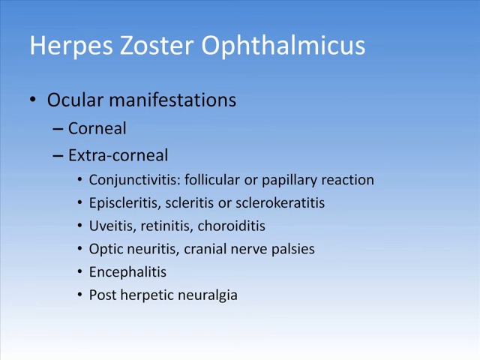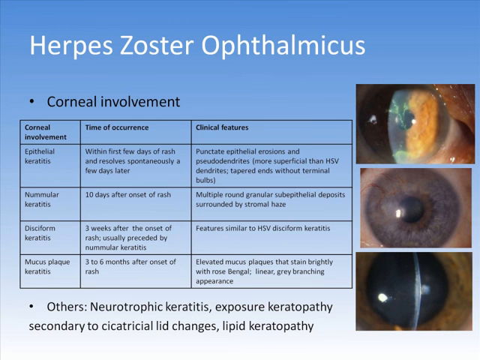The extracorneal features include conjunctivitis, episcleritis, scleritis or scleral keratitis, uveitis, retinitis, choroiditis, optic neuritis or cranial nerve palsies, encephalitis, and post-herpetic neuralgia. Corneal involvement in HZO includes epithelial keratitis. This occurs within the first few days of rash and resolves spontaneously a few days later. The clinical features include punctate epithelial erosions and pseudodendrites.